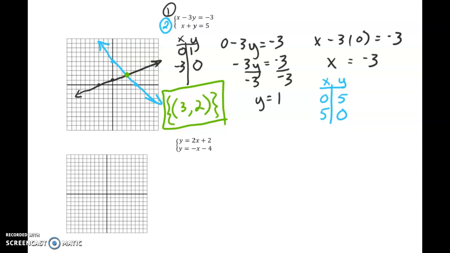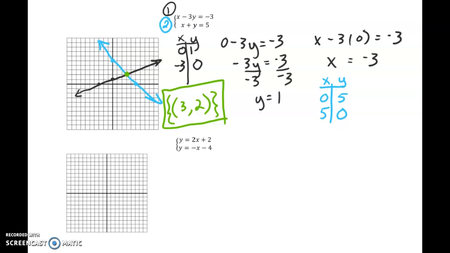The top equation is in slope-intercept form. So let's call this equation 1. I'm just numbering so we can keep them straight. In equation 1, we have a slope that's 2 and a y-intercept that's also the point 0, 2.